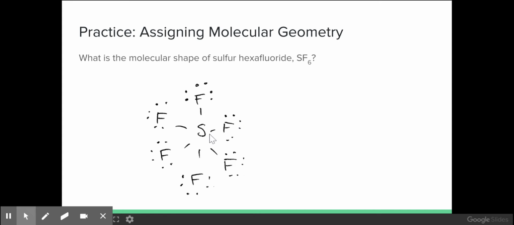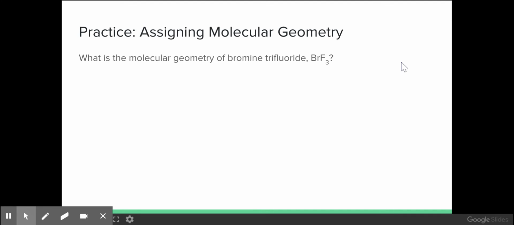Sulfur hexafluoride has 1, 2, 3, 4, 5, 6 bonding domains, so therefore it is octahedral. What about bromine trifluoride? Again, we have to draw the Lewis structure to be able to make a prediction about its molecular geometry. So take a moment, draw the Lewis structure first, and then try to assign its correct shape.